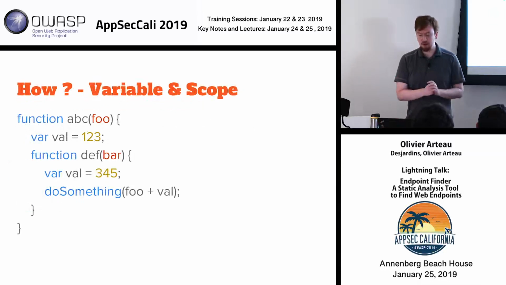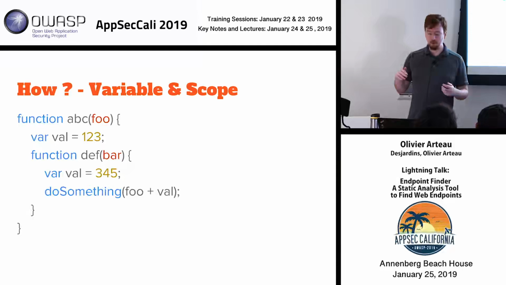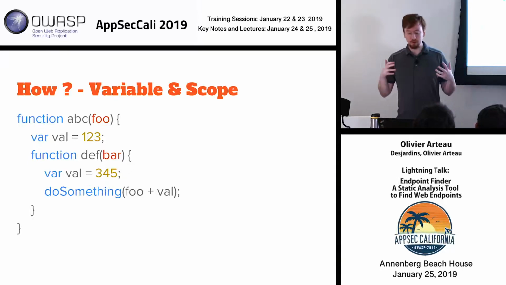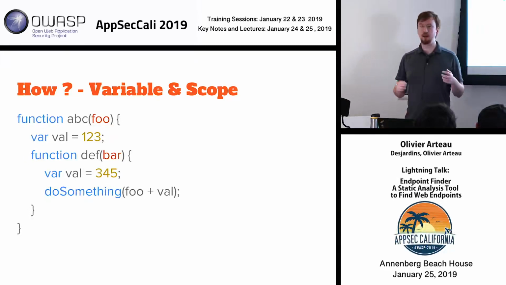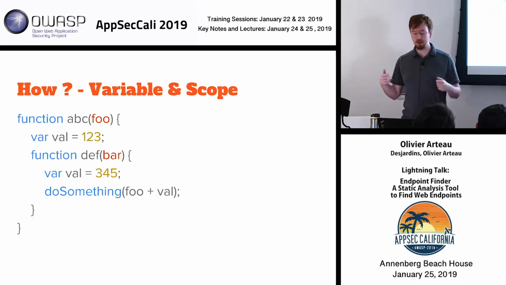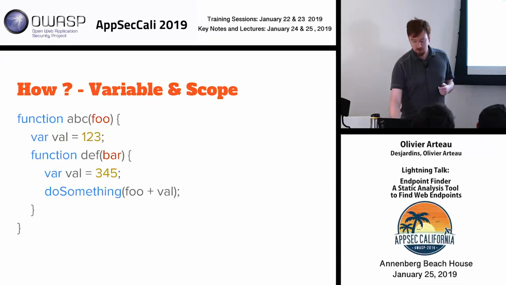The other thing to be aware of is how variables are resolved in the JavaScript language. Let's say that we are trying to identify which variable the foo and val values represent, what the foo and val variables are actually mapping to.